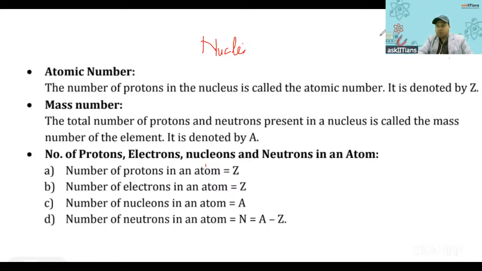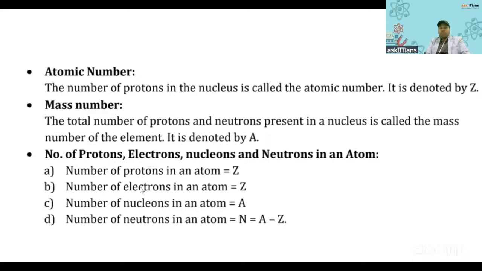So this is about nuclei. Let me discuss it as I've started. What is atomic number? Atomic number is the number of protons. It is denoted by Z. What is mass number? Mass number is denoted by A. It is the number of nucleons. Nucleons means protons plus neutrons. That is mass number.